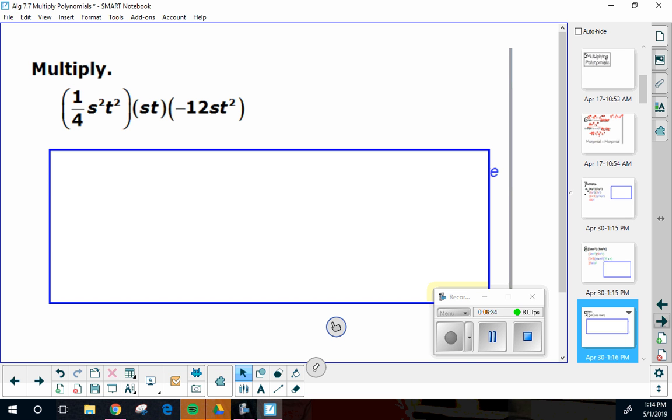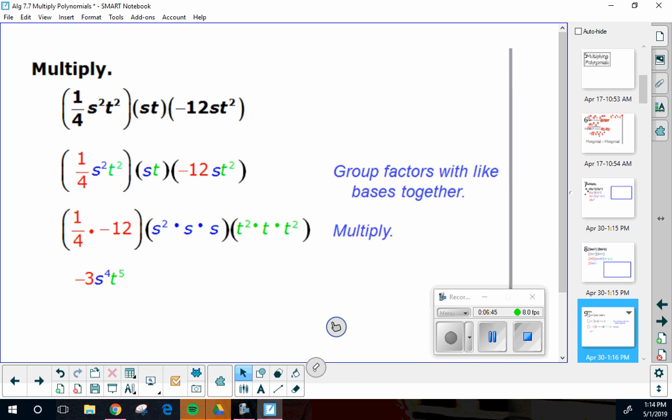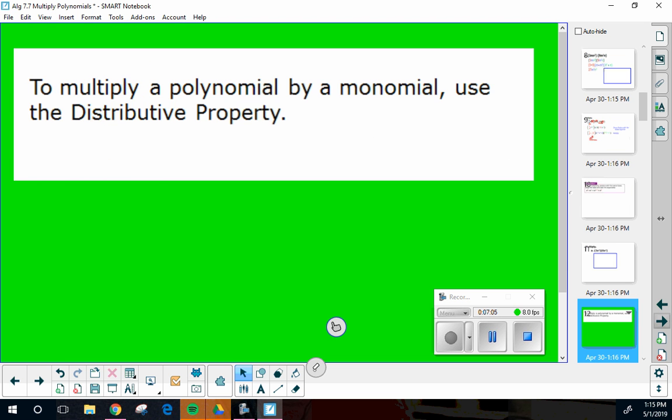All right, hold your whiteboards up. Let me see what you got. If you're not done, I still want you to hold them up. That way I know that you're not done. All right, your answer is 1/4 of negative 12 is negative 3. 2 plus 1 plus 1 is 4. And then 2 plus 1 plus 2 is 5. Negative 3, s to the 4th, t to the 5th.